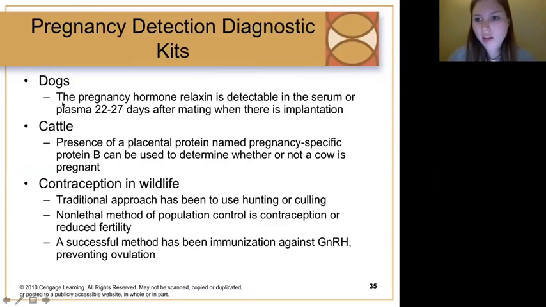But I'm sure a lot of these specific tests are probably expensive. Not everyone's going to use them. I know typically in most livestock species, people just do ultrasound checks, pregnancy checks, just to determine if it's in there. And in cows, you can actually do some palpations and things like that.